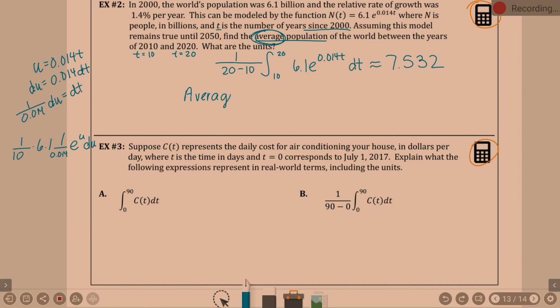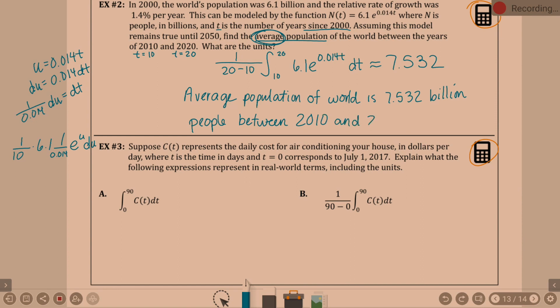Okay. Average population of the world is 7.532 billion. Definitely gotta get the billion in there, right? People between 2010 and 2020. And COVID-19 knocked out that 0.532 billion.